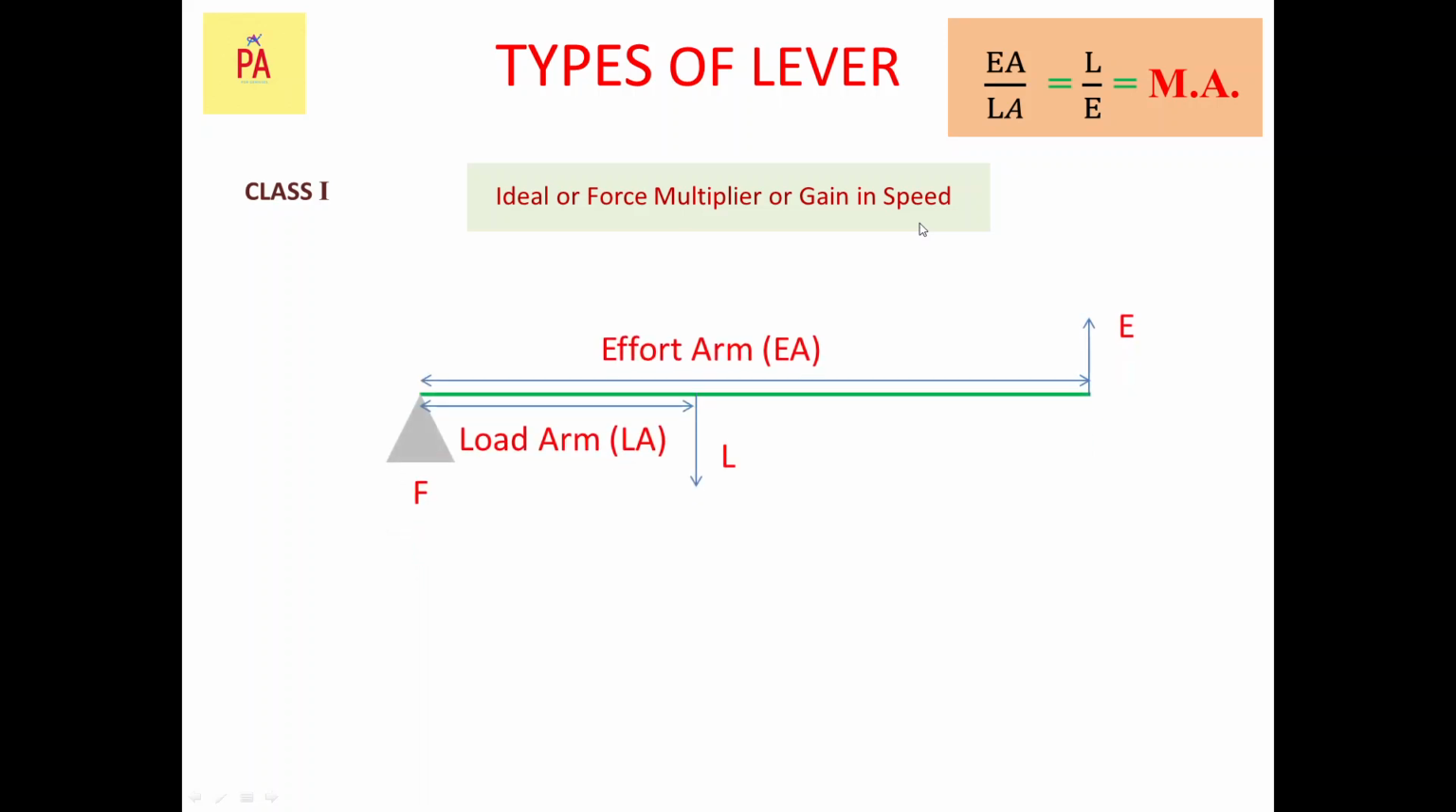Then comes the next, that is class 2 lever. In class 2 lever, the mid portion is occupied by load and the fulcrum goes to one end. That's the difference. In class 1, what happened? The fulcrum was in the middle. Now in class 2, the load occupies the position between fulcrum and the effort. It is much better if you write that it is between fulcrum and effort.